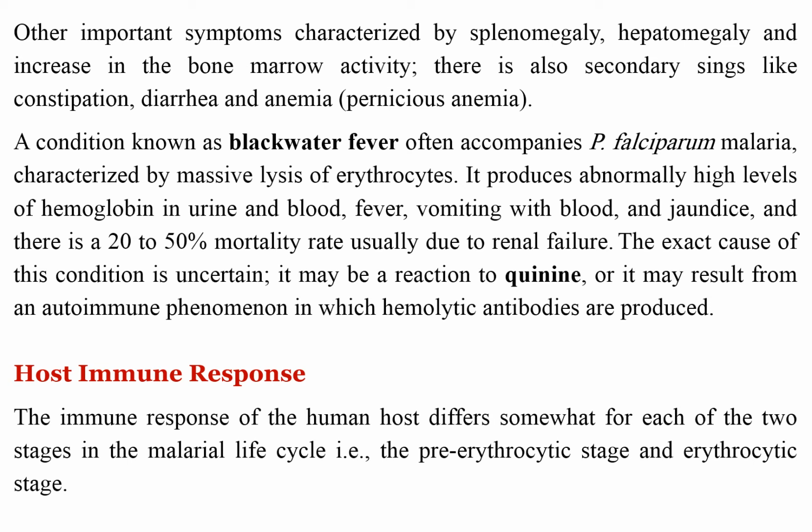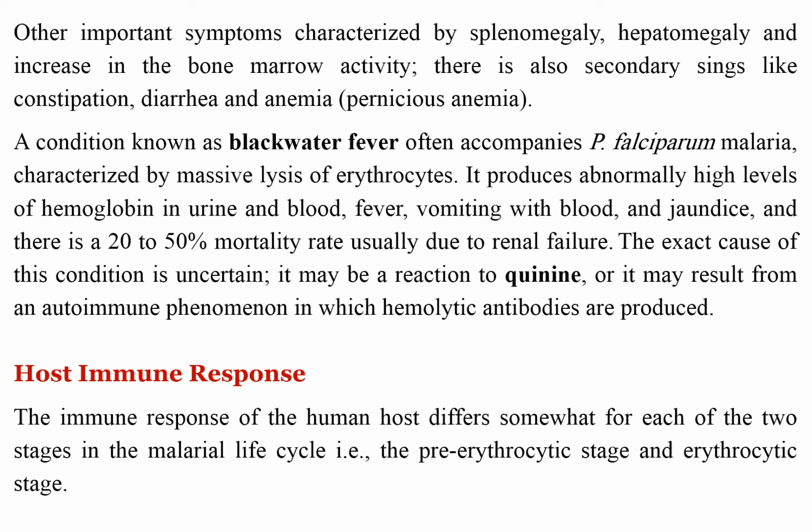There is also secondary signs like constipation, diarrhea and anemia. Pernicious anemia, anemia خبيثة من النوع الحاد. A condition called black water fever often accompanies Plasmodium falciparum malaria. ميزوا بين النوعين من البلاك فيفر. هنا بلاك ووتر فيفر هاي تخص الملاريا. اخذنا الاسبوع الفات البلاك فيفر، ماكو ووتر، بلاك فيفر ديتش اسم من الاسماء المرادفة للكلاازار الليشمانية الاحشائية.